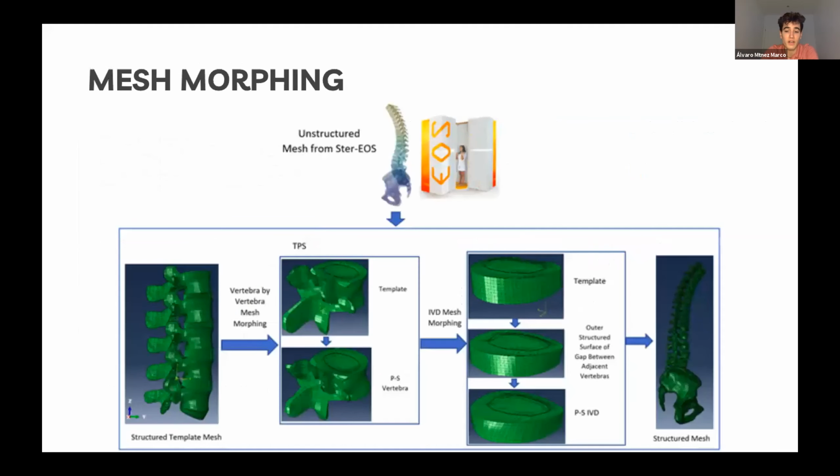Now what we have here is the real mesh morphing for the lumbar lordosis 49 degrees pipeline. Mesh morphing is firstly done in the vertebrae, and then it is extended towards the intervertebral discs. Then finally, all parts get joined between themselves, and the whole structural mesh is obtained.